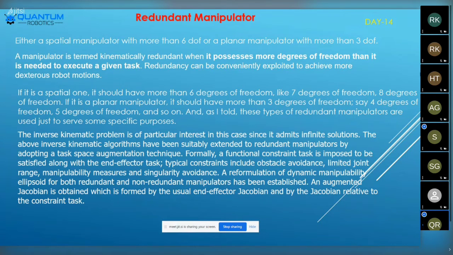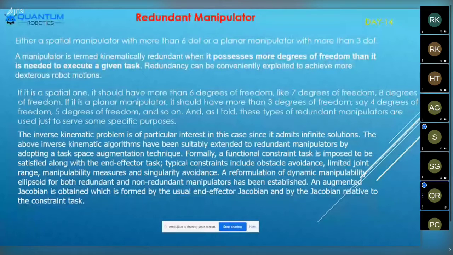Here we can learn that there are different types of manipulators, with subcategories and categories. Here we can see that a redundant manipulator is either a spatial manipulator with more than 6 DOF or a planar manipulator with more than 3 degrees of freedom. That means it has more than 6 degrees of freedom, like in a vertical articulated robot.